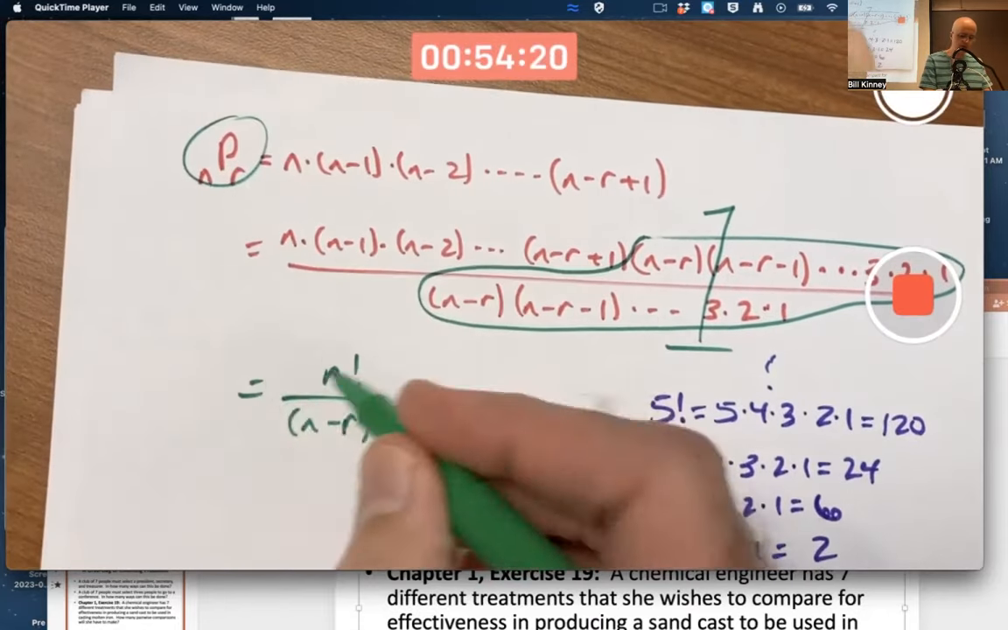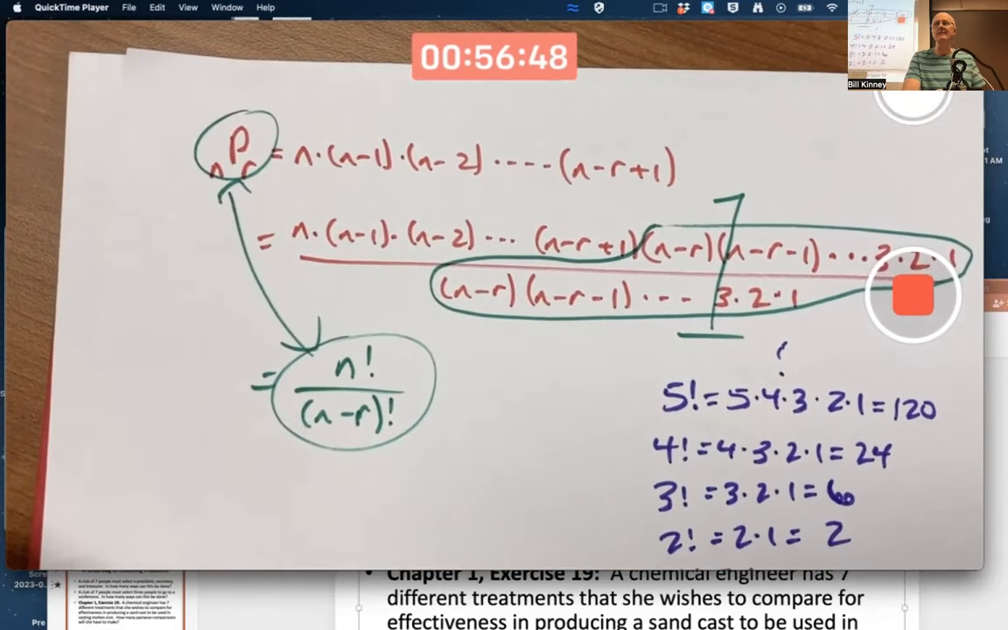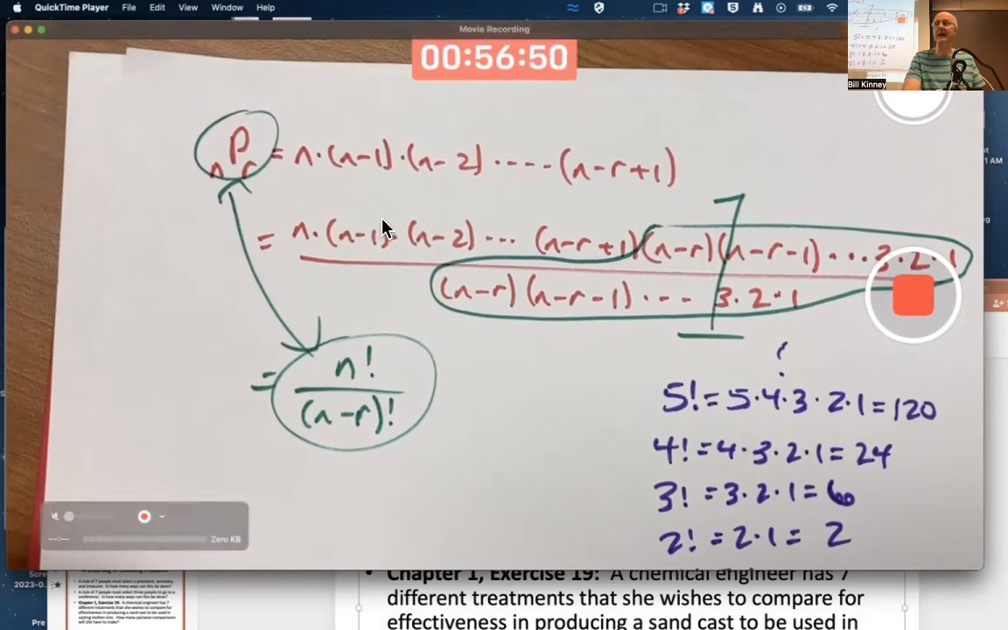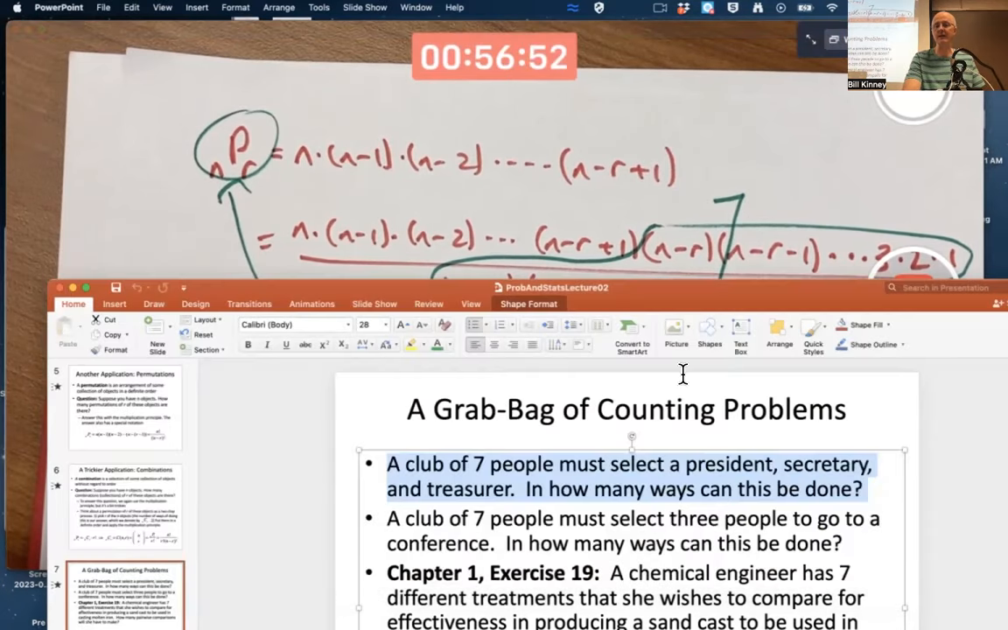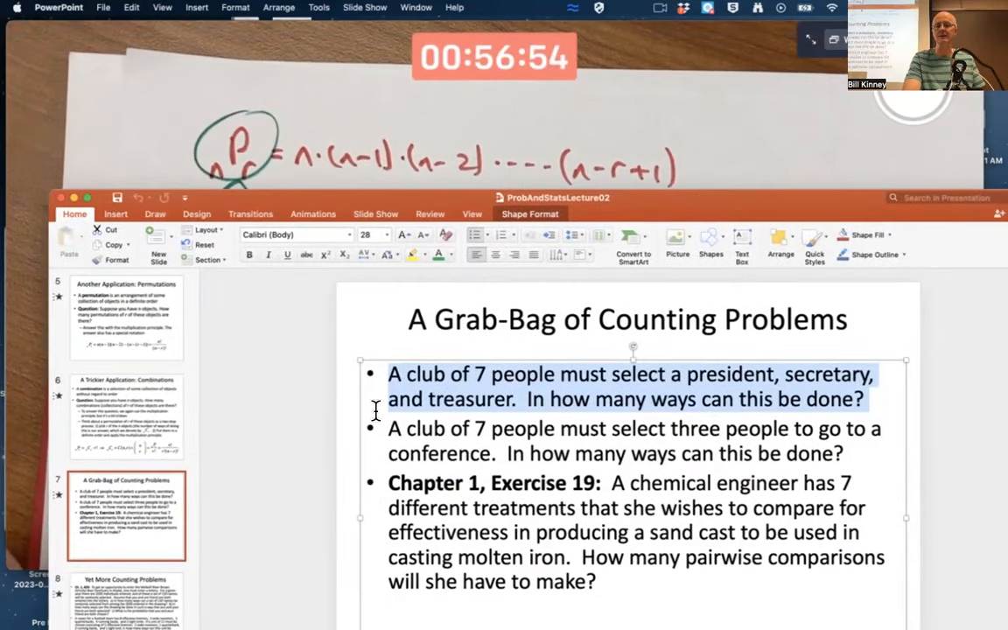Anyway, that's another formula for NPR. The next topic related to this is combinations. Let's motivate it by looking at another example. A club of seven people must select three people to go to a conference. In how many ways can this be done?